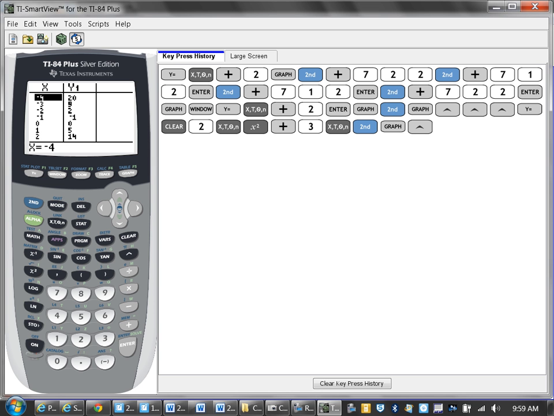The table button is second graph. You see how it's highlighted in, I think, blue? That allows you to go to that table function. Like I said, that table function is awesome if you have a lot of substitutions to do, especially if you are one of those people that tends to make mistakes with negatives. Just wanted to introduce you to that today.